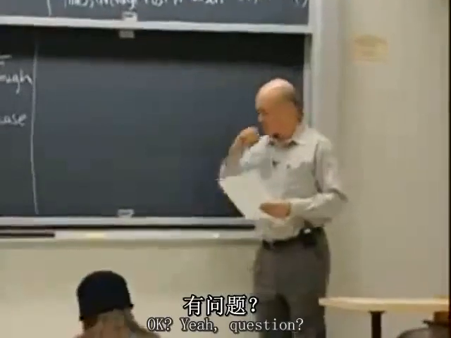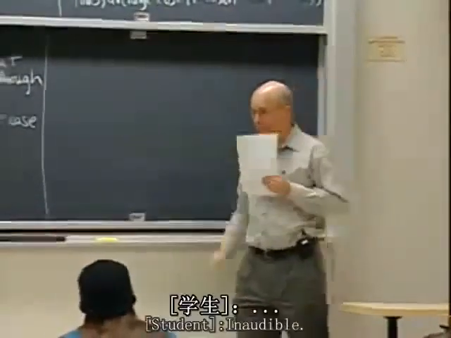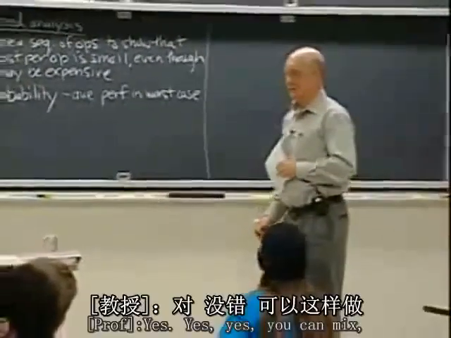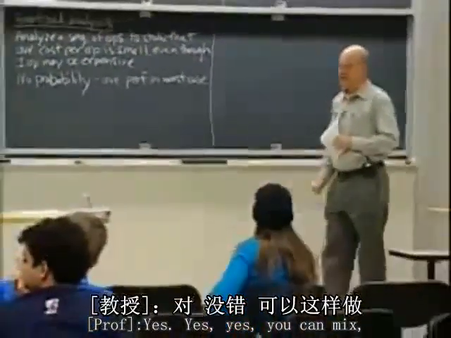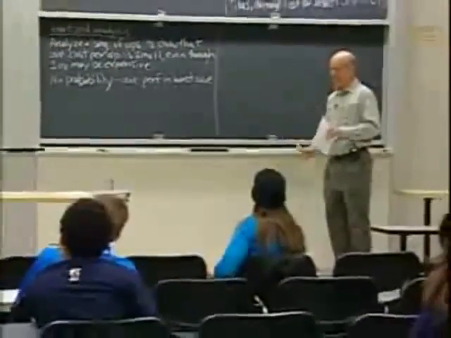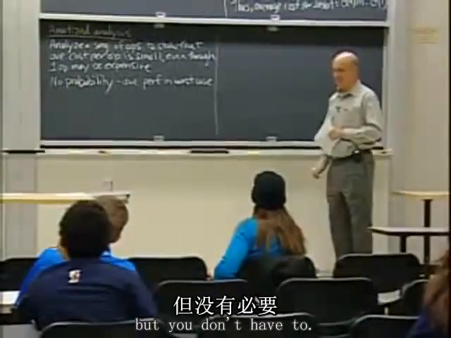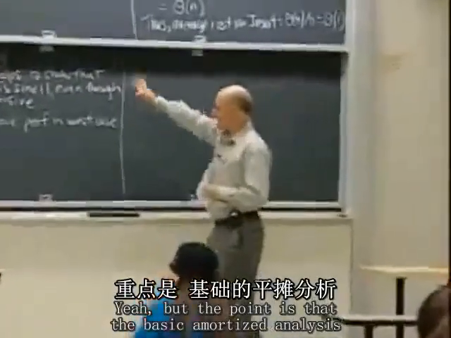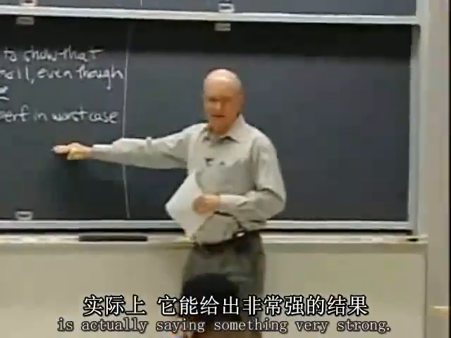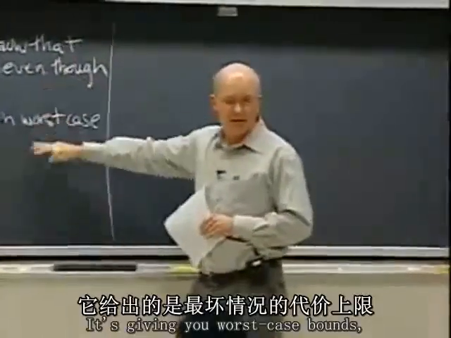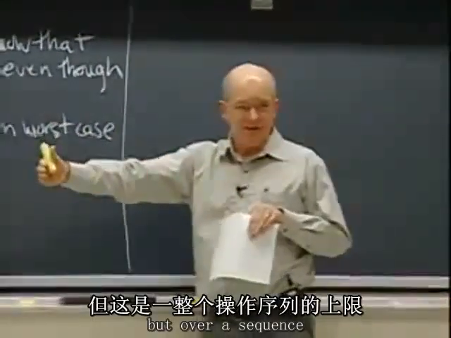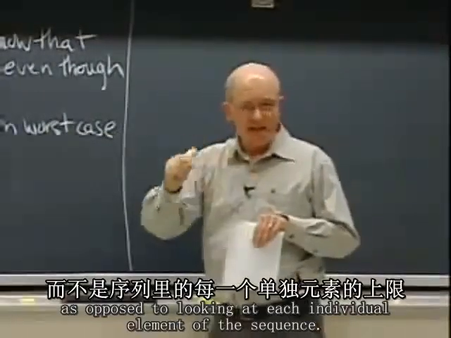Question? Does one ever do amortized analysis on the expected case? Yes, you can mix, but you don't have to. The point is that the basic amortized analysis is actually saying something very strong. It's giving you worst case bounds, but over a sequence, as opposed to looking at each individual element of the sequence.